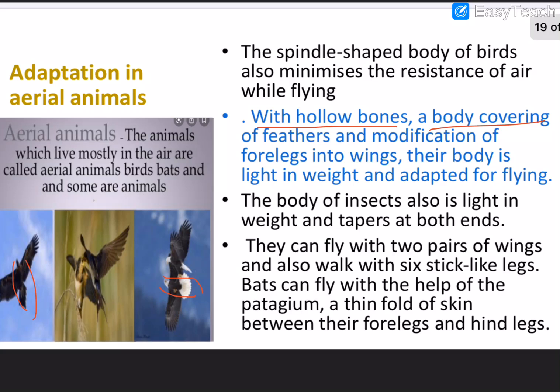And the modification of forelegs into wings. So the forelegs of the birds are modified as wings. So the birds have wings on two sides. So they are modified so that they are adapted to fly in air. Their body is light in weight because they have hollow bones, so that they don't have large weight. They are adapted for flying.